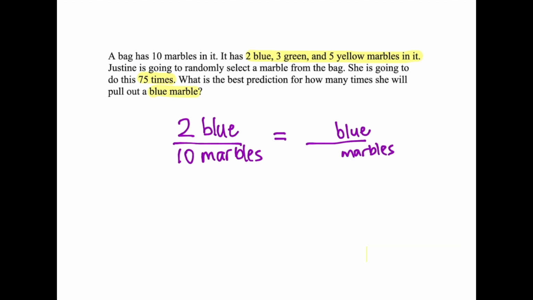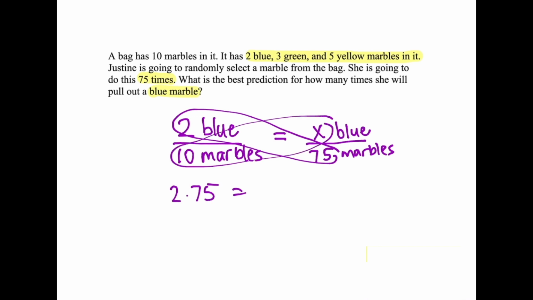We're going to solve this to get a prediction of how many times we get a blue marble out of 75 total times. We don't know how many blue, so we can use an X. And we're going to have 75 total. Now we can cross multiply and get 2 times 75 equals X times 10, or 10X. 2 times 75 is 150, and that's going to equal 10X.